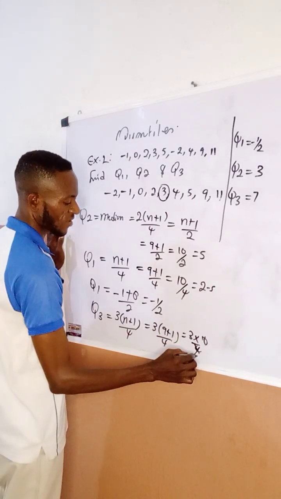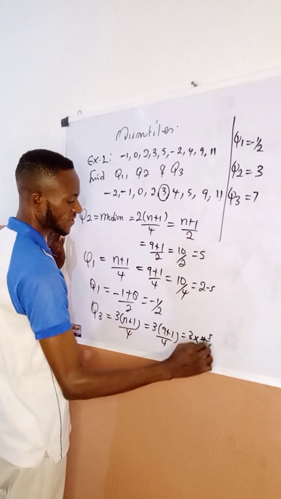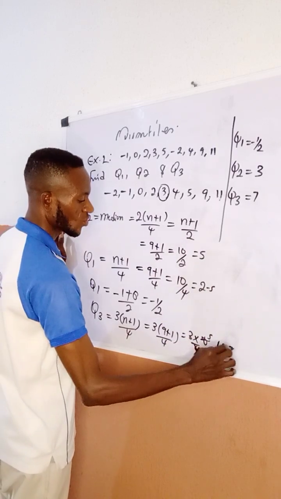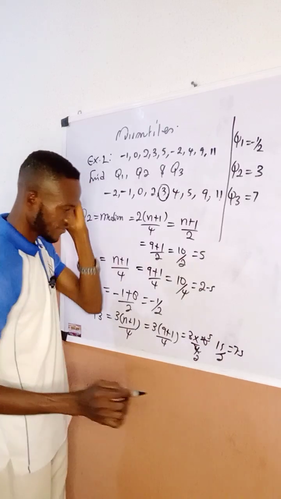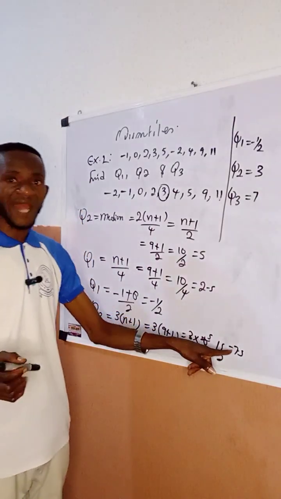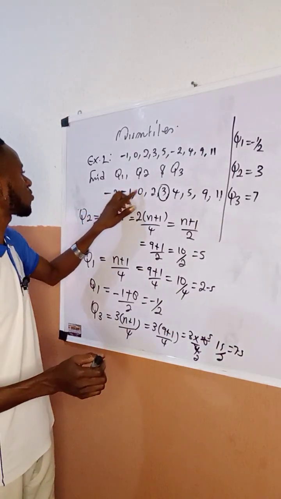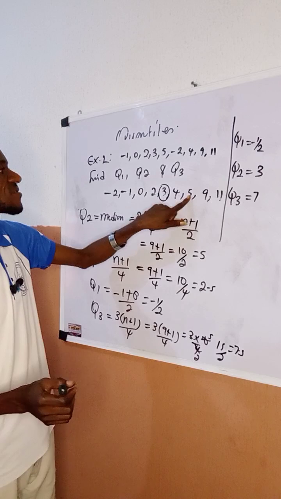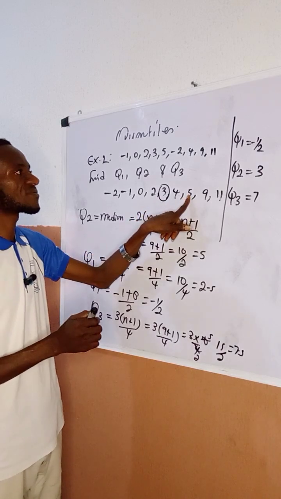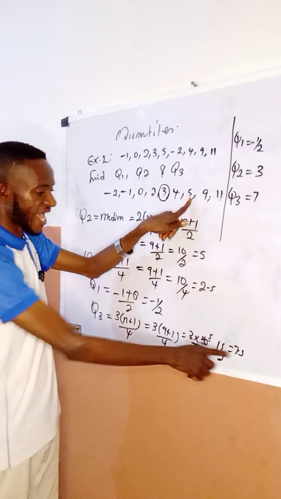2 here is 2, and then 2 here is 5. 3 times 5 is 15 over 2, which will give me 7.5. And when it gives me 7.5, I will now go and count. I say 1, 2, 3, 4, 5, 6, 7. Here is my 7. When it gives me 7, here is 7.5.